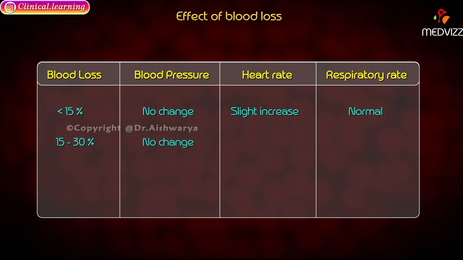If the blood loss is between 15 and 30%, again there would be no change in the blood pressure, but the heart rate will be increased and tachycardia can be seen, where the heart rate is approximately between 100 and 120 beats per minute, and the respiratory rate also increases. So remember, in all conditions of tachycardia, there would be tachypnea, an increase in the respiratory rate.